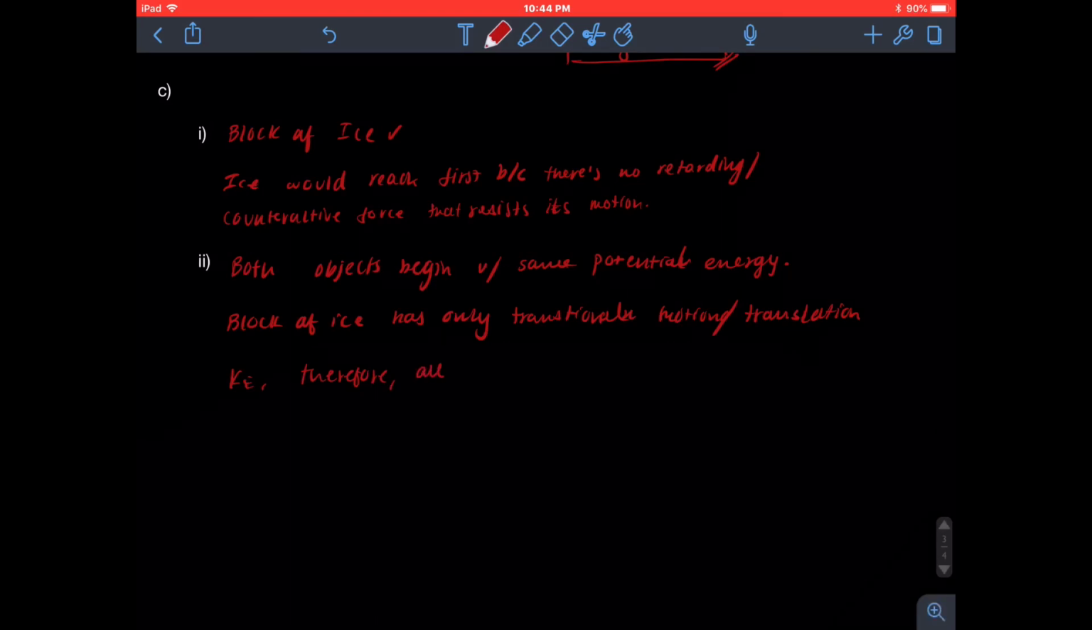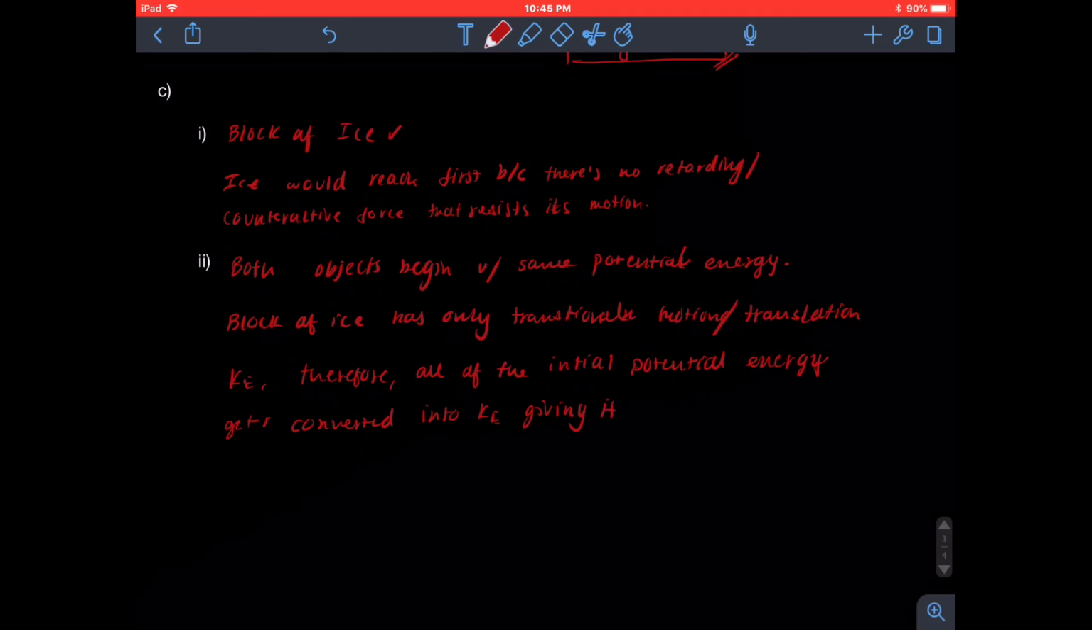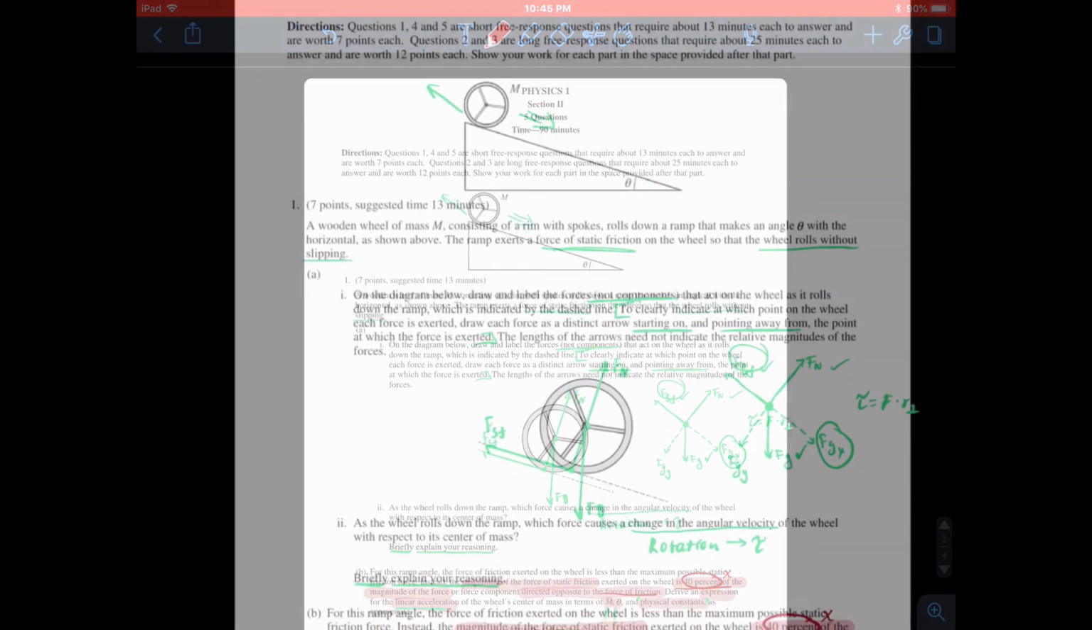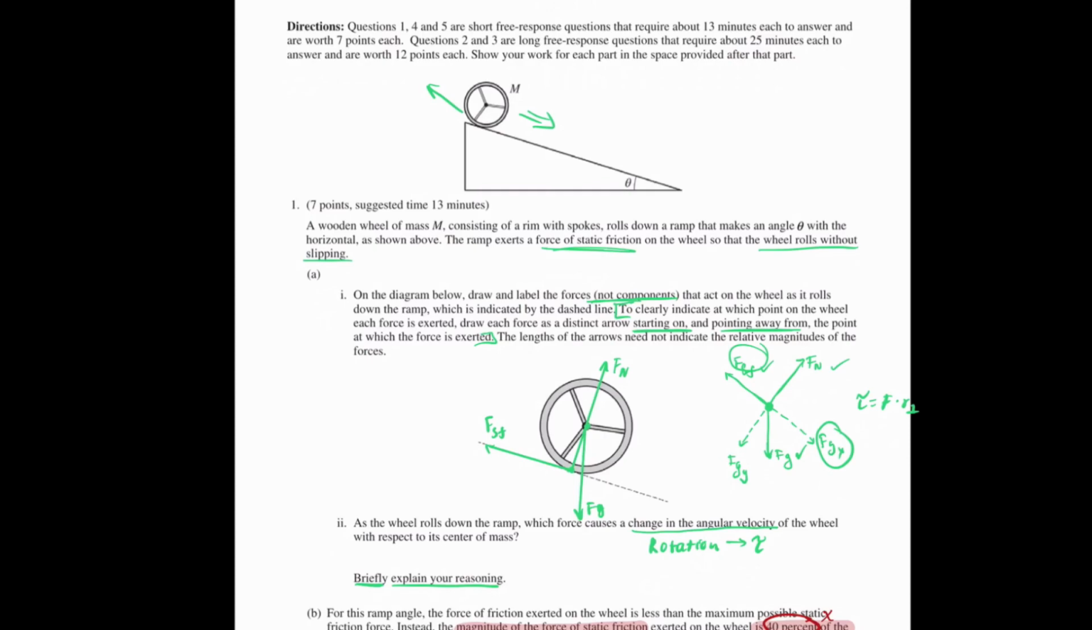Therefore, all of the initial potential energy gets converted into kinetic energy, giving it a higher linear velocity. Okay, and yeah, that's it. We did it in 2 sentences, and it's directly to the point, and I think it conveys the message across. So that's how you would approach an AP Physics 1 FRQ. In the next video, we're probably going to go over another example. Good job, guys.